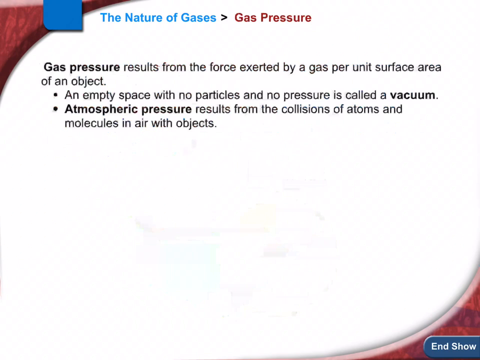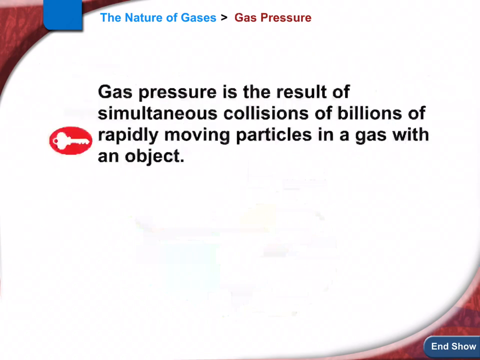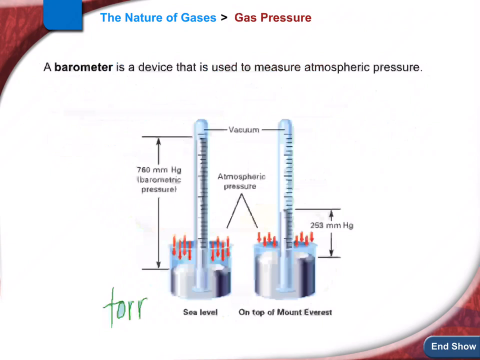Atmospheric pressure is the pressure of the atmosphere. Obviously our atmosphere is made up of gas, and those gases are constantly pushing on everything. So when you blow up the balloon, you're introducing a gas on the inside of the balloon that's going to compete with the gas on the outside, the atmosphere. The more gas you put on the inside, the better it's going to be able to push against the atmosphere on the outside. So that's kind of neat. Gas pressure is the result of simultaneous collisions of billions of rapidly moving particles in a gas with an object. So just keep that in mind. There's atmospheric pressure, which is also gas pressure, and then there's gas pressure of individual gases that we might be dealing with.